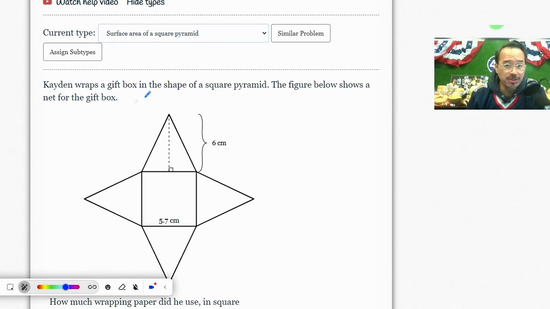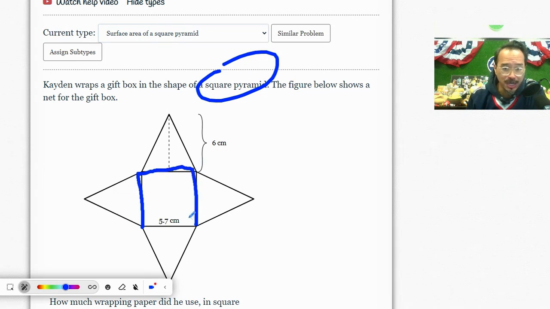Okay, so first, here, now, we have a square pyramid. Why is it square? Because there's a square here. Man, I wish I had a highlighter. So, speaking of squares, what's the area of this square? So get your calculator ready.